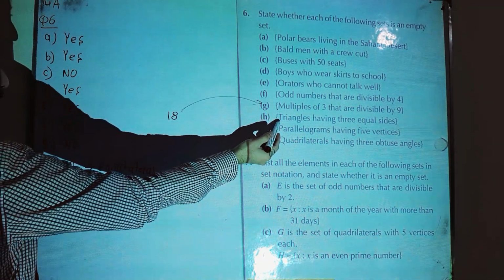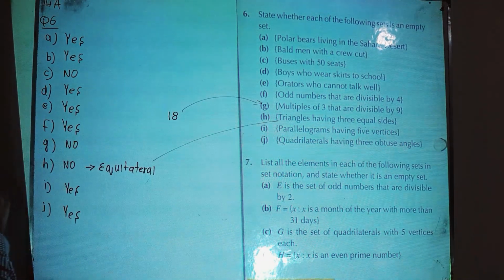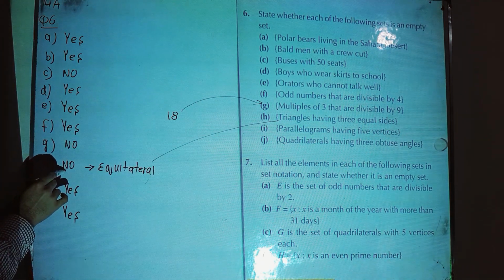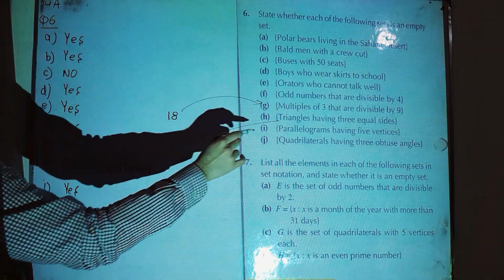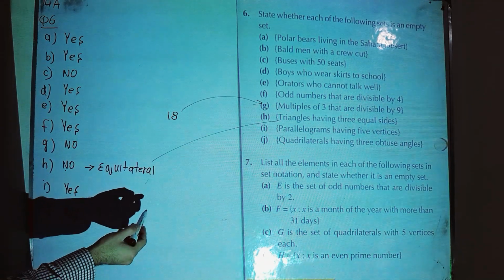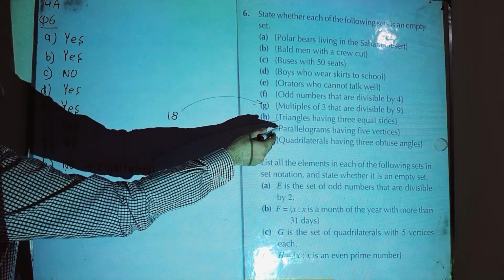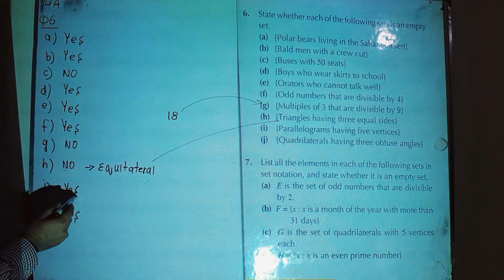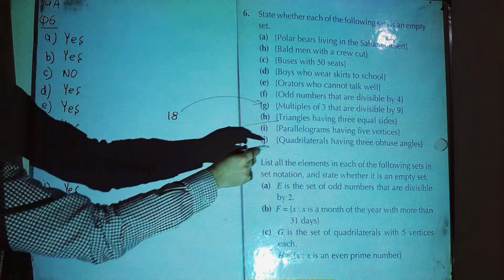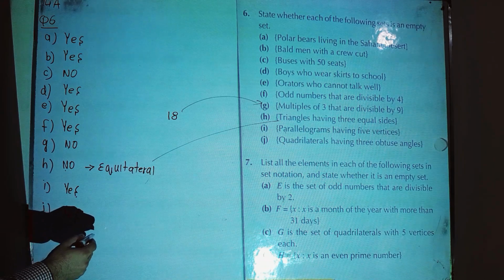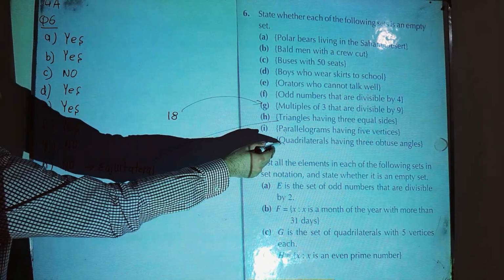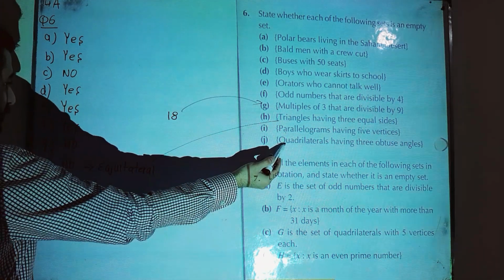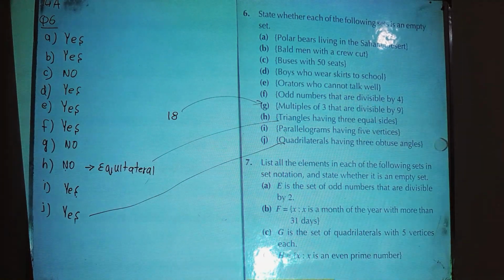Yes, we have got some answer over here, equilateral triangle. So because this set has an equilateral triangle, it is not an empty set. Parallelograms having 5 vertices? No, we have 4 vertices in a parallelogram, so we cannot have any parallelogram here in the set. It is an empty set. Quadrilaterals having 3 obtuse angles? No, a quadrilateral can have maximum 2. So we don't have any quadrilateral having 3 obtuse angles. So when you don't have any element over here, this is an empty set.